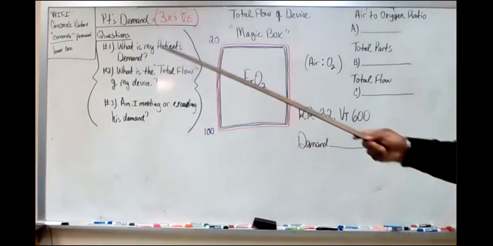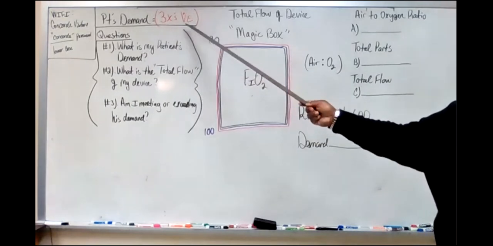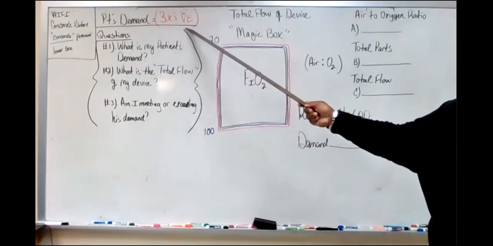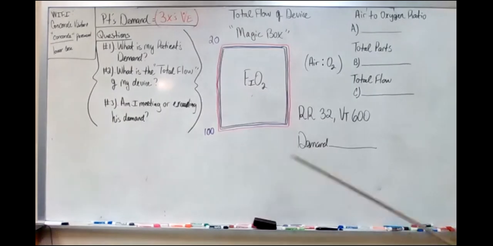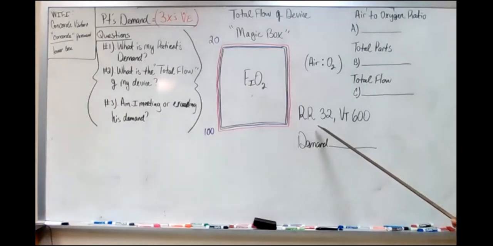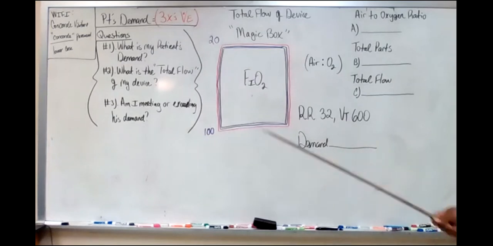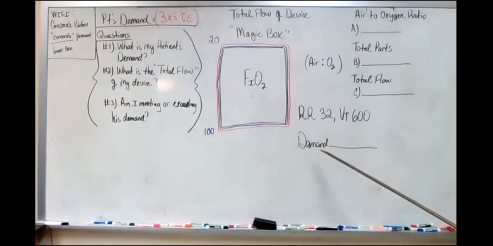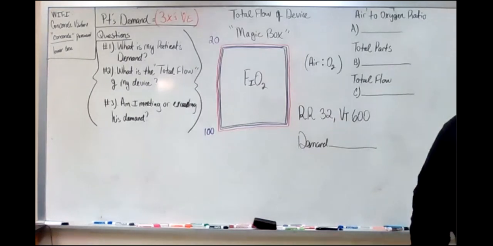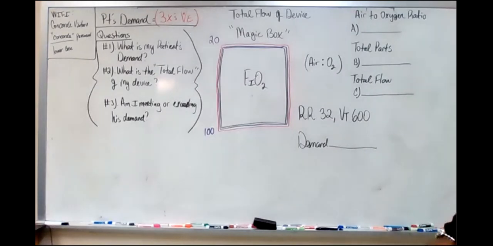If you know that 3 times the minute ventilation is demand, well, his respiratory rate is 32. His tidal volume is 600. What is his demand? I'm not asking for his minute ventilation. I want to know his demand. I have to know what that is first to decide whether I can meet it or exceed it. So put it in the chat when you got it, and I'll look up myself.